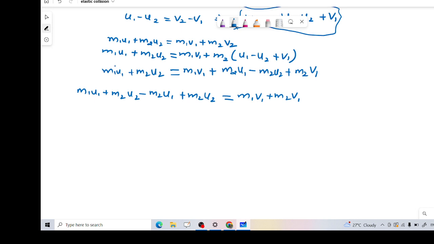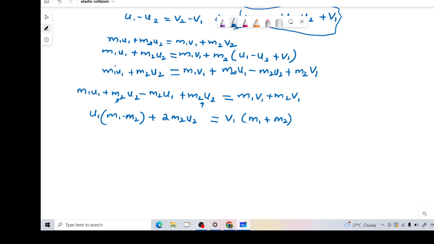Now next, here we have m1 u1, m2 u2, minus m2 u1, plus m2 u2. There is m2 u2 here and also m2 u2 there, so just add them to get 2 m2 u2. In m1 u1 minus m2 u1, u1 is common, so I will take u1 common. So the equation becomes u1 times m1 minus m2, plus 2 m2 u2, and on the right I take v1 as common, so m1 plus m2.